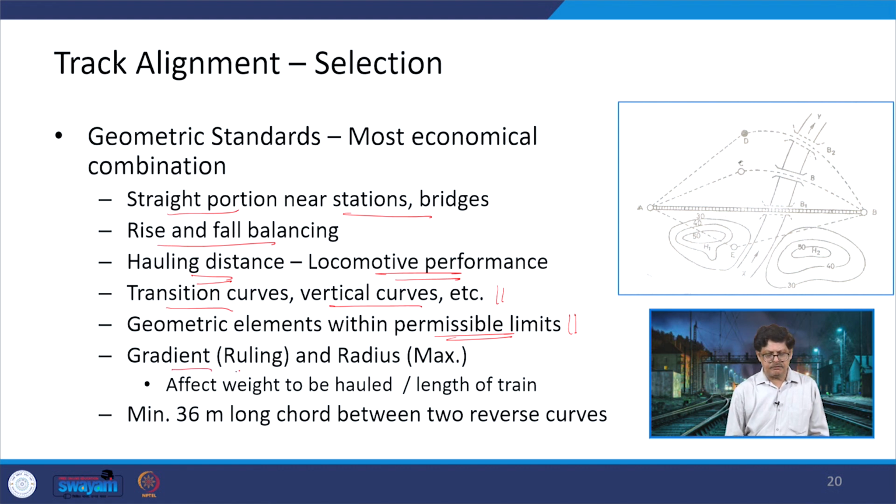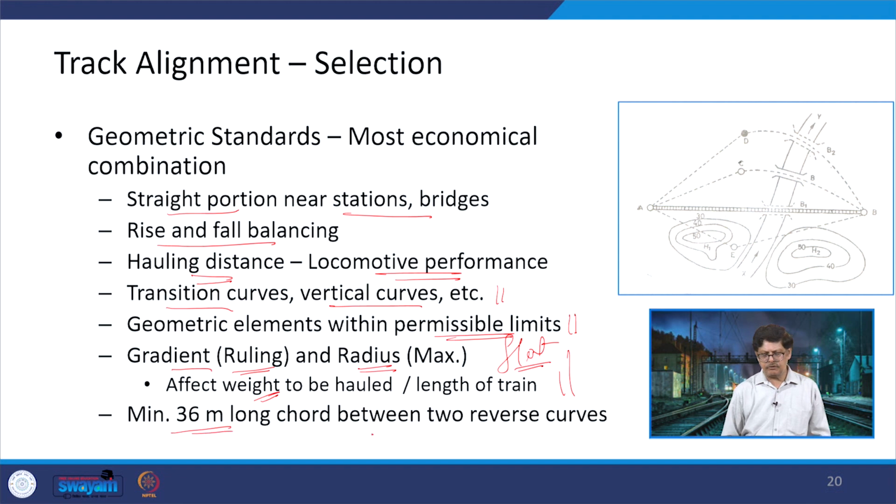The gradients, most of the time we work with the rolling gradients. So, the rolling gradient needs to be taken care of, as well as the radiuses if needs to be provided. If it is as flat as possible, when we say as flat, it means the radius should be maximum. And these things, the radius or the gradients, because they cause the resistance, they have an impact on the weight which is going to be moved. Again, this we have already discussed when we talked about the track resistances.